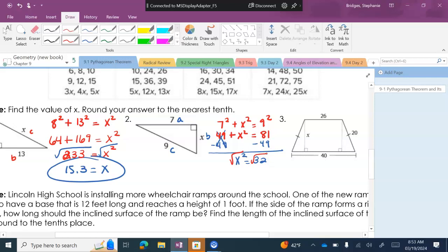So in my calculator, again, I'm going to hit second, x squared, enter the number 32. We're rounding it to 1 decimal place. What do you guys get? 5.7? So far, so good. Now, 3 is going to be a little trickier. Anybody have any questions on 1 and 2 before I move to 3?